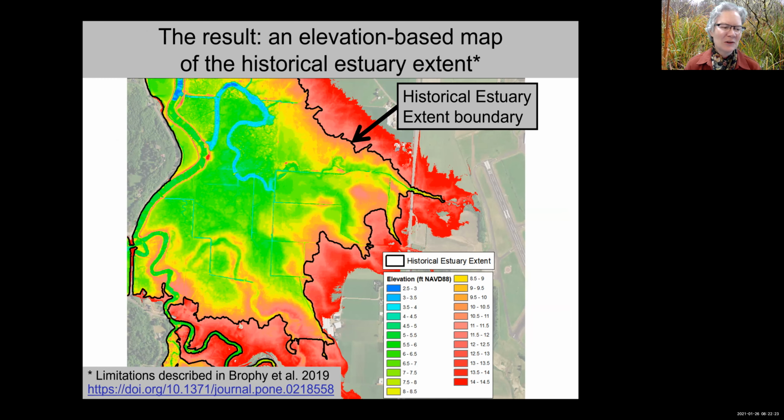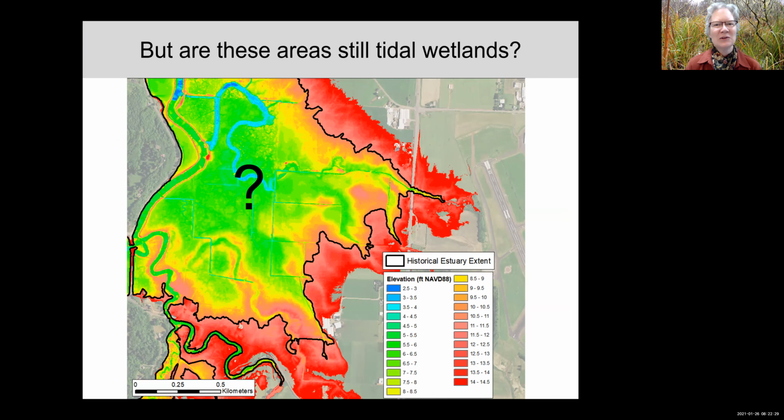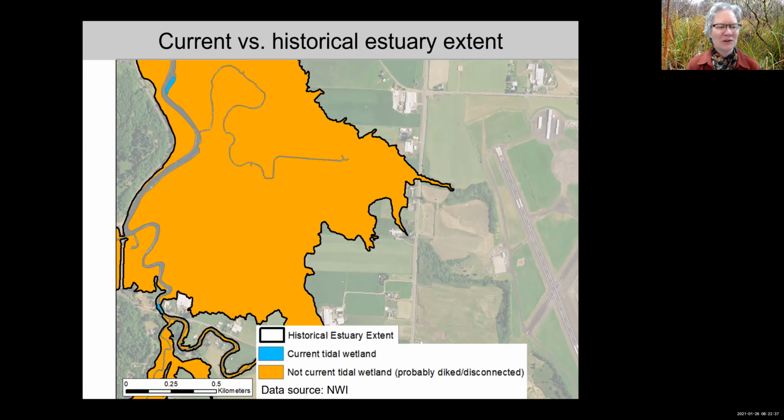And I encourage you to check out our PLOS One publication to learn more about the method and the limitations of it. But the question remains after doing this kind of elevational analysis, are these areas still tidal wetlands today? And there are several ways to answer this question. One is to go back to that National Wetland Inventory. And within that historical estuary boundary, we need to know whether areas are currently tidal wetlands. And the NWI can give us those current tidal wetland areas.